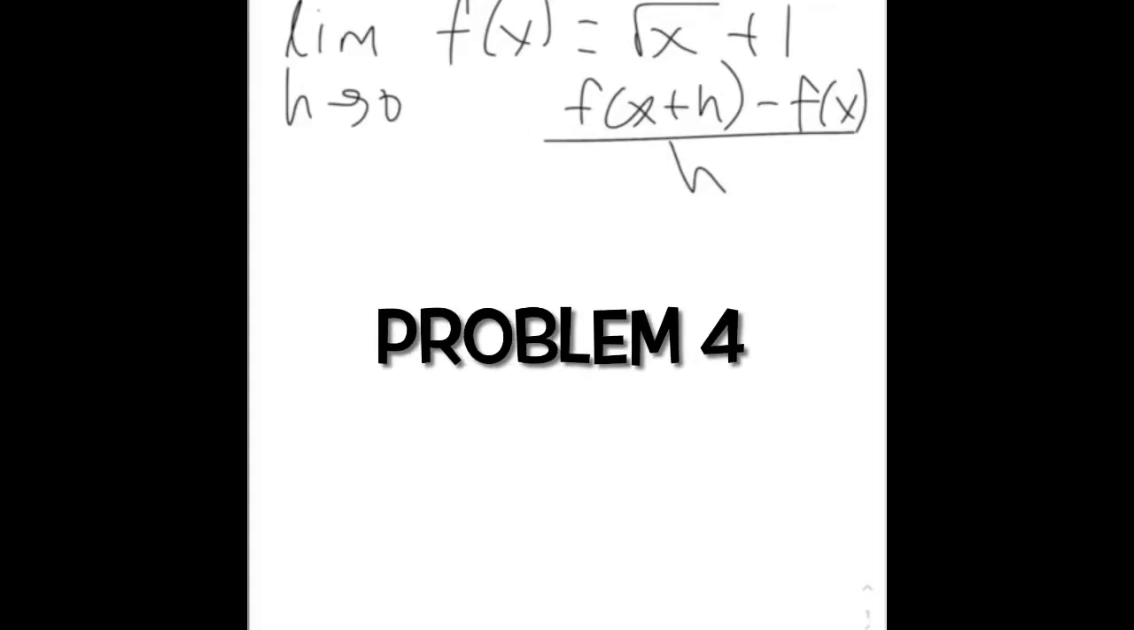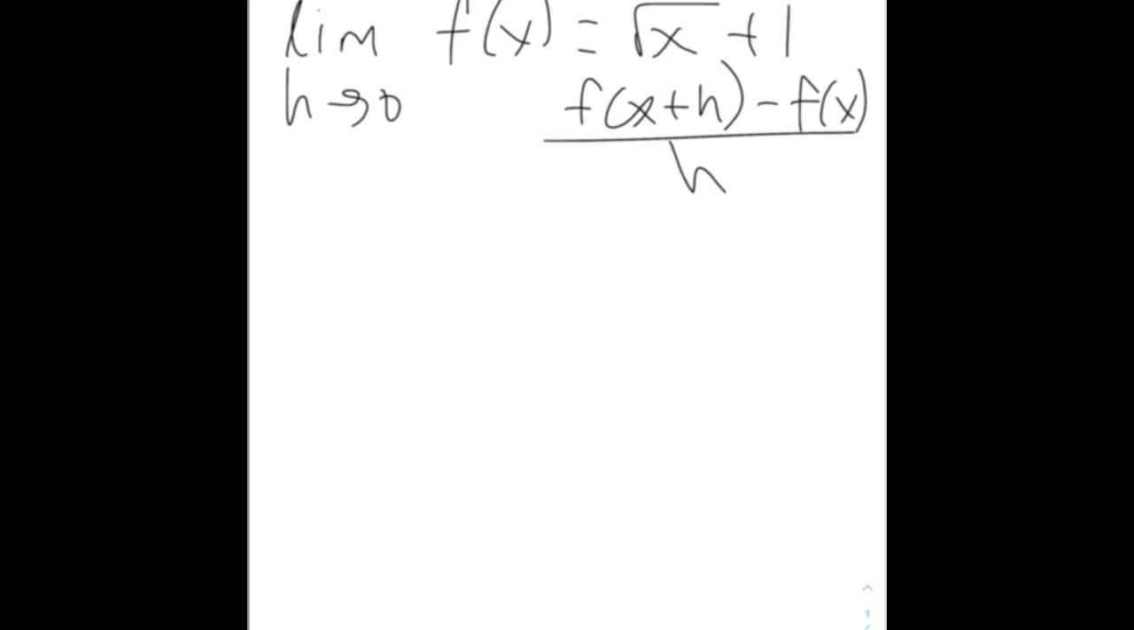All right, for this problem, we are doing the limit of h approaching 0 for the function f of x equals square root x plus 1. And the definition we are using is f of x plus h minus f of x, over h. So we're going to start by plugging our function into our given definition.